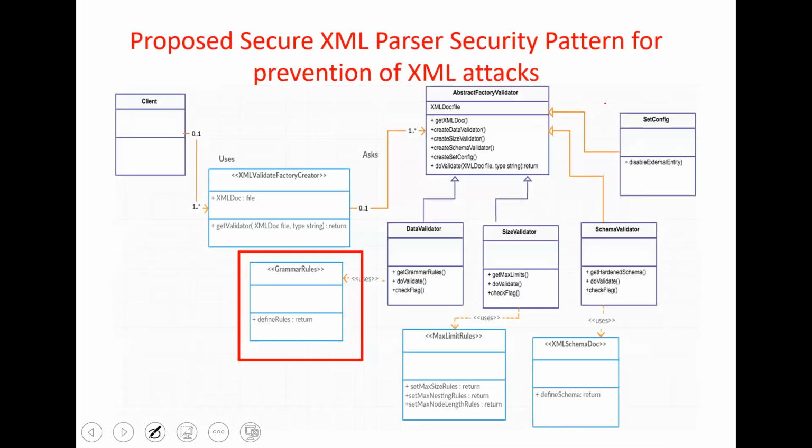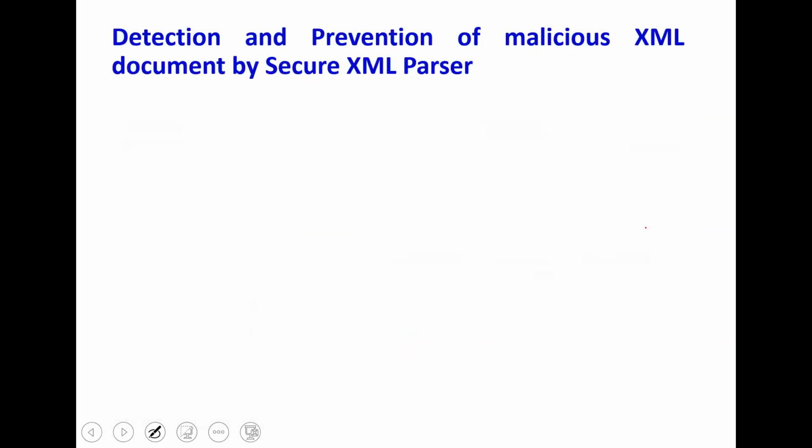After this, we incorporated our classification approach as a grammar rule into the XML parser. This XML parser consists of a pattern which consists of an abstract factory validator and four different classes which are inherited, namely the data validator, size validator, and the schema validator.